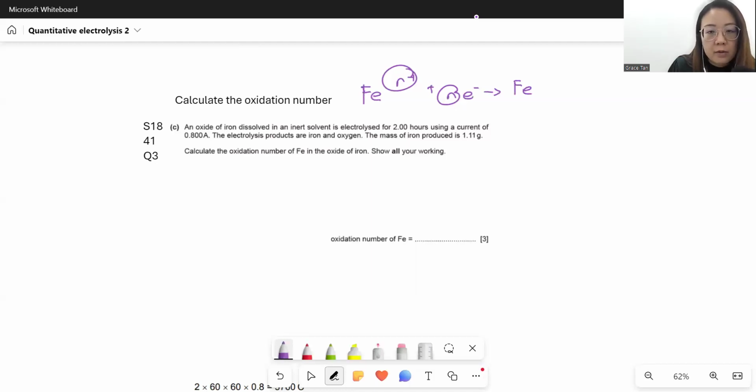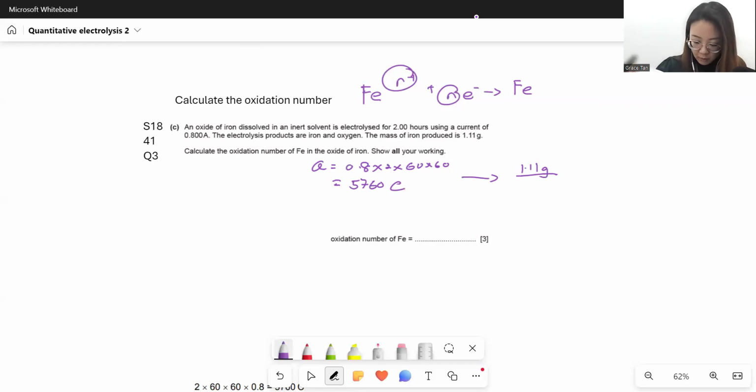Okay, so first we calculate how much quantity of charge. Q equals It, which is 0.8 times 2 hours, converted to minutes, converted to seconds. So this is 5760 coulombs, which gave how many moles of iron? So you obtain 1.11 grams. Can we calculate the moles of iron? Okay, so what is the atomic mass of iron? Iron is 55.8.